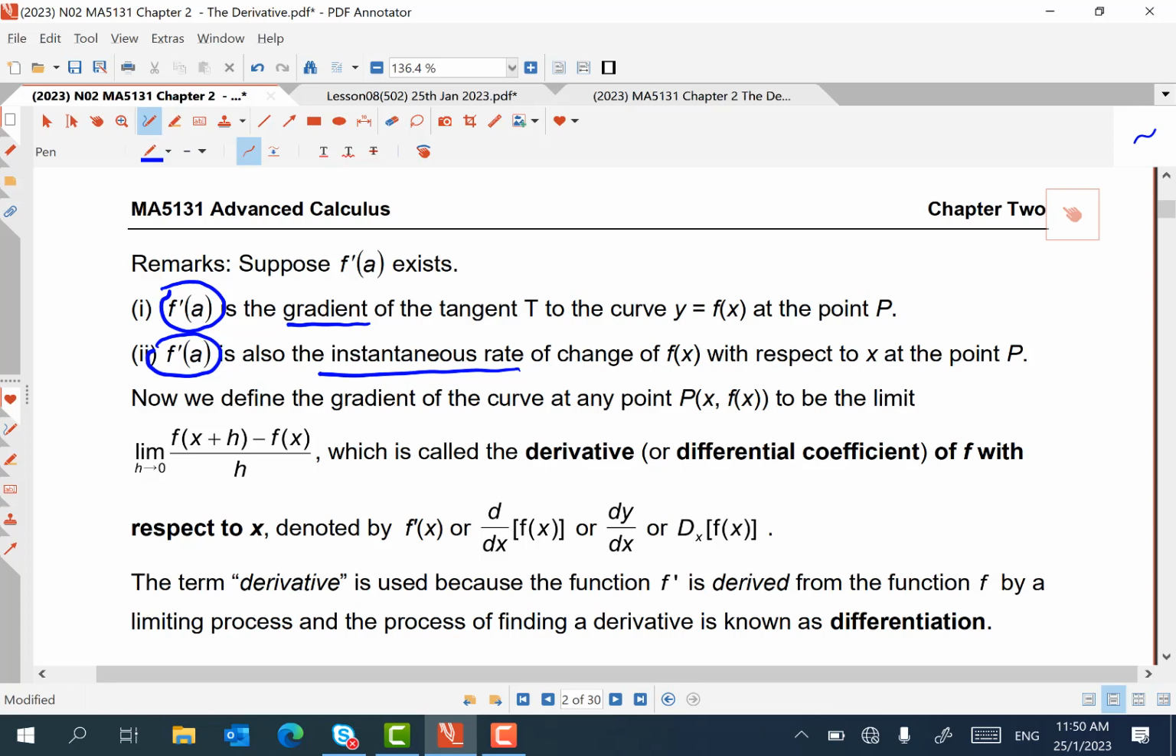If you were to look into the history of the creation of this branch of math, you realize that Isaac Newton saw it more from the perspective of instantaneous rate of change, because Isaac Newton was a physicist. He dealt more with all those moving objects. The German guy actually saw it more from the gradient of a curve.